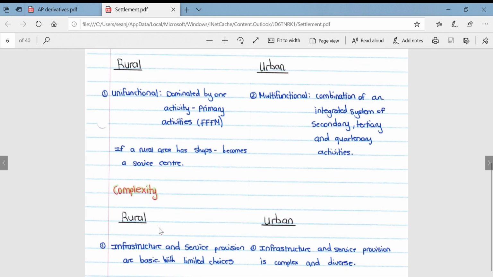Looking at the complexity in terms of rural setting, infrastructure and service provision is very basic with limited choices. In terms of an urban setting, infrastructure and service provision is complex and diverse.